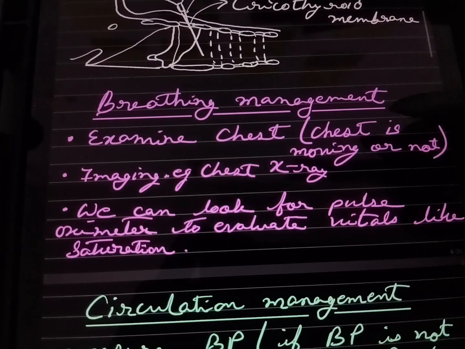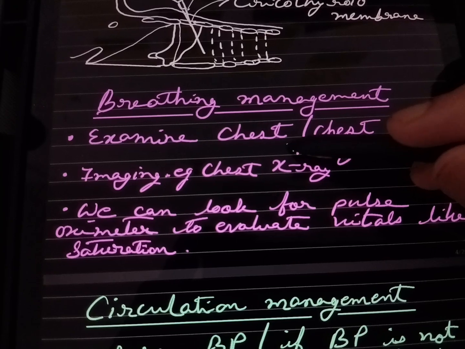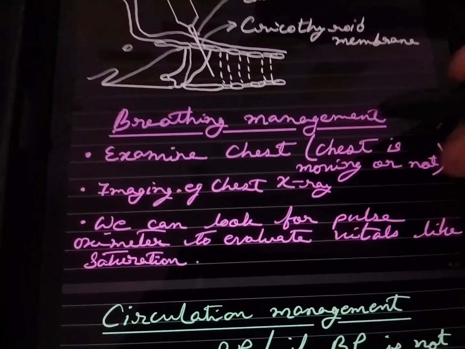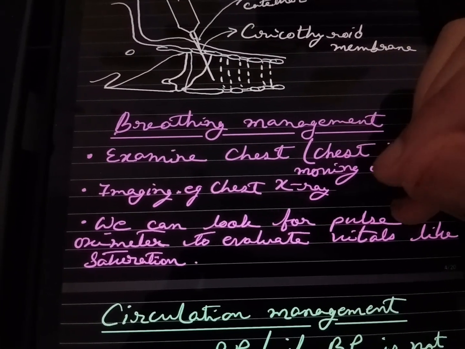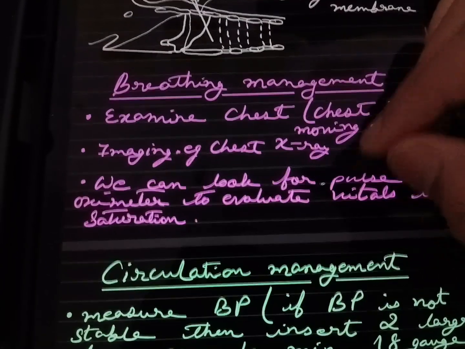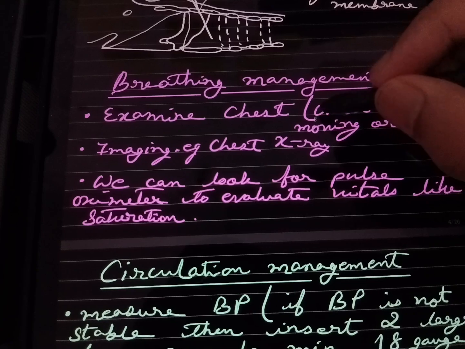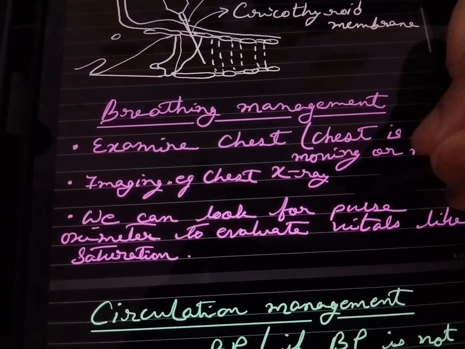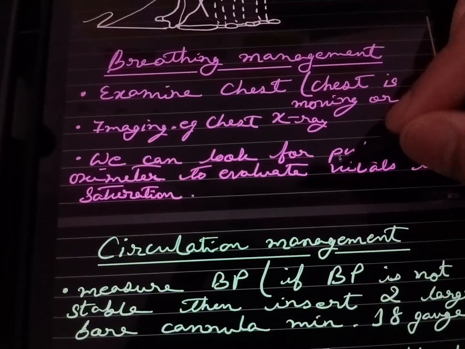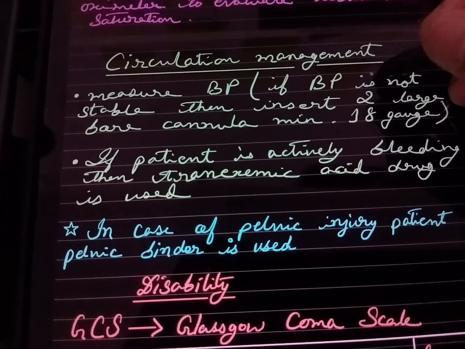Next, come to breathing management. In breathing management, we first examine the chest, whether the patient's chest is moving or not, whether the chest is rising and falling during ventilation. Then we observe the chest X-ray of the patient, and we can also use pulse oximetry to evaluate vitals like saturation. So this is breathing management.